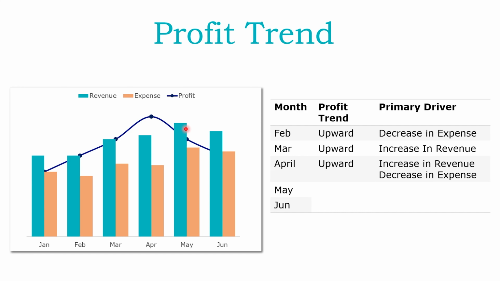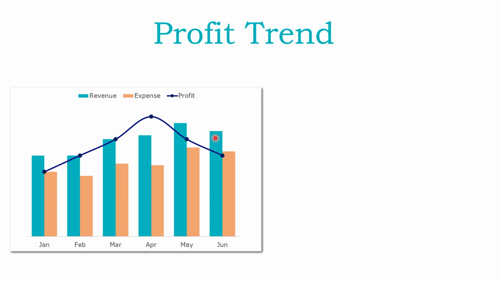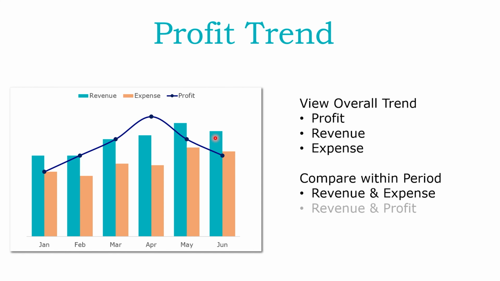May's rising revenue could not offset the higher expenses, causing a decline in overall profit. June's chart reveals decreased cost and revenue with a significant profit decline, suggesting revenue drop as the primary cause. Not only does the current chart display the trend of revenue, expense, and profit over time, it also enables users to compare revenue, expense and profit within the period.